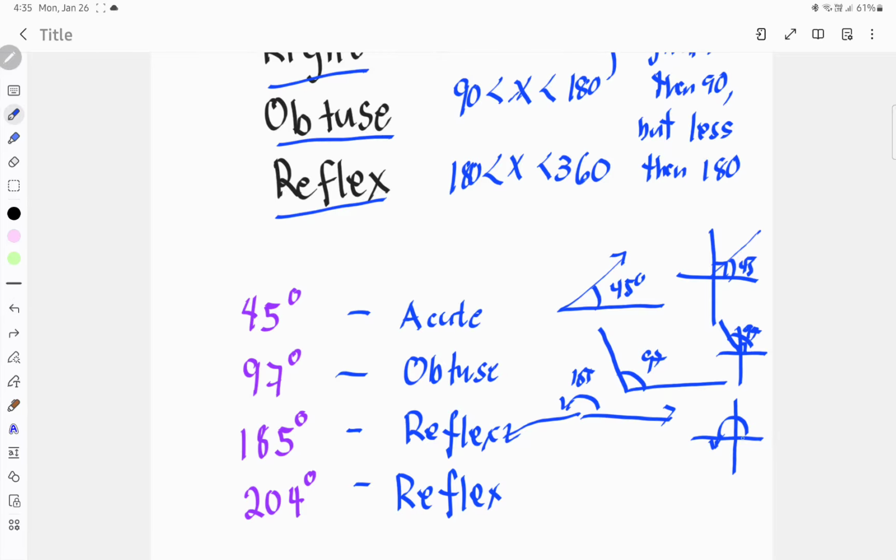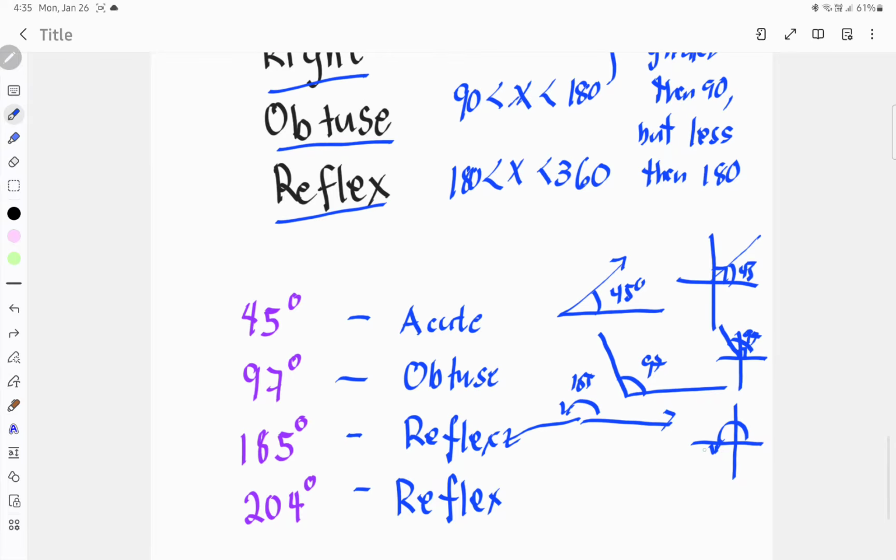Remember that the reflex angle should have an arrowhead so that you would know where it is located. So this is the angle using this one. When it comes to 204, again, in your assumption, this is 90, this is 180. 204 would look like this, until here. So this is 204 degrees. That's how you look at the classification of angles.